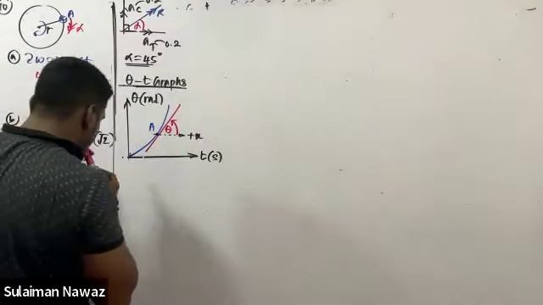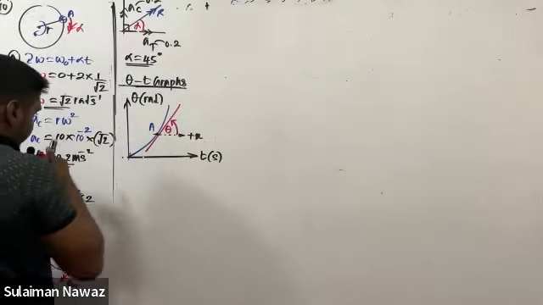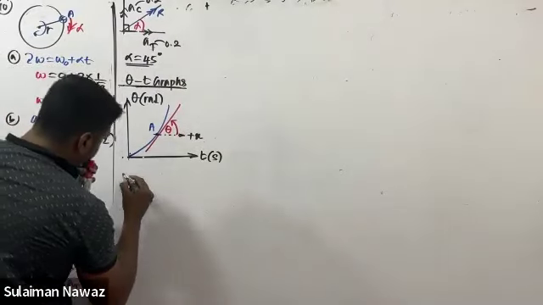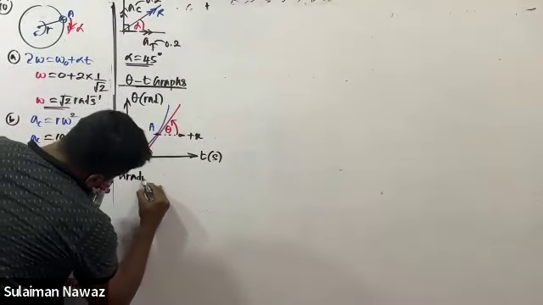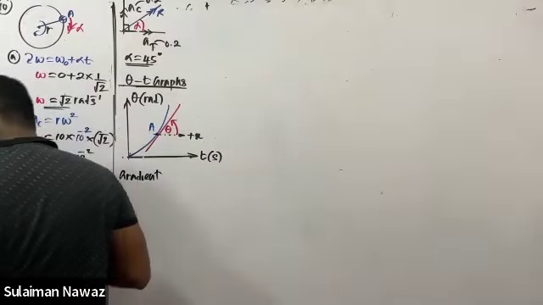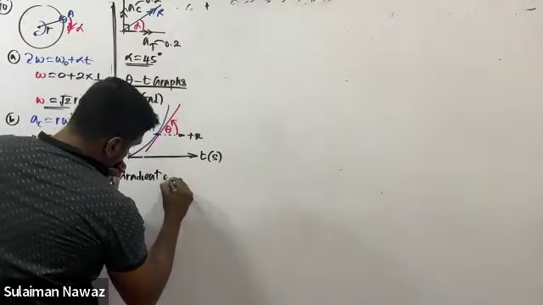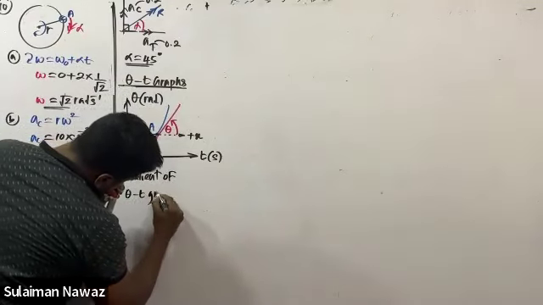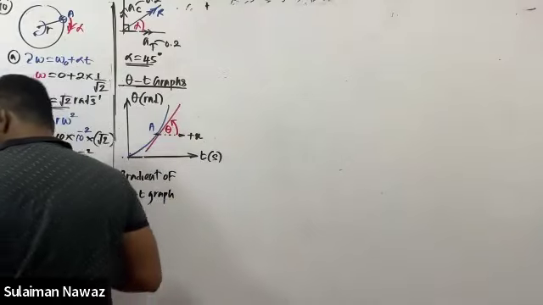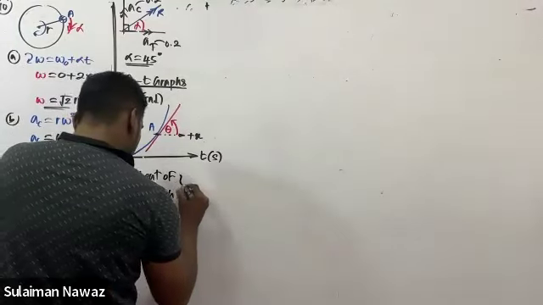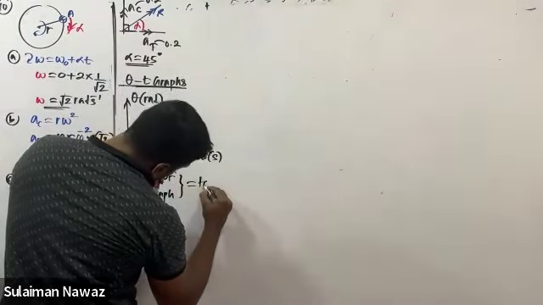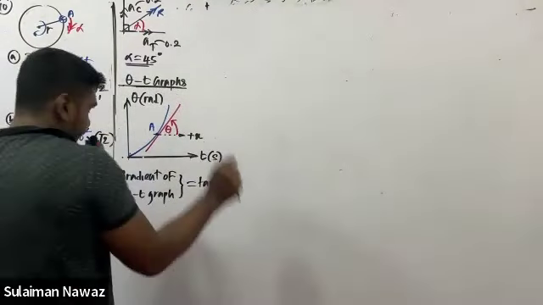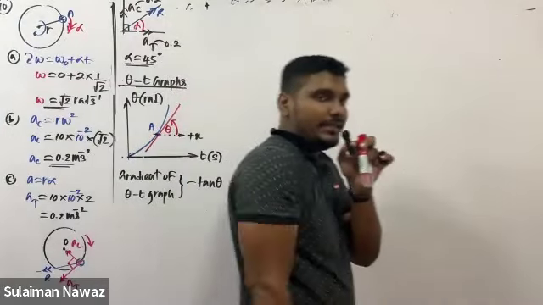So the gradient of the theta-t graph, write down with me. Gradient of the angular displacement-time graph, gradient of theta-t graph equals what? Tan theta. Tan theta, we know, in a right angle triangle.